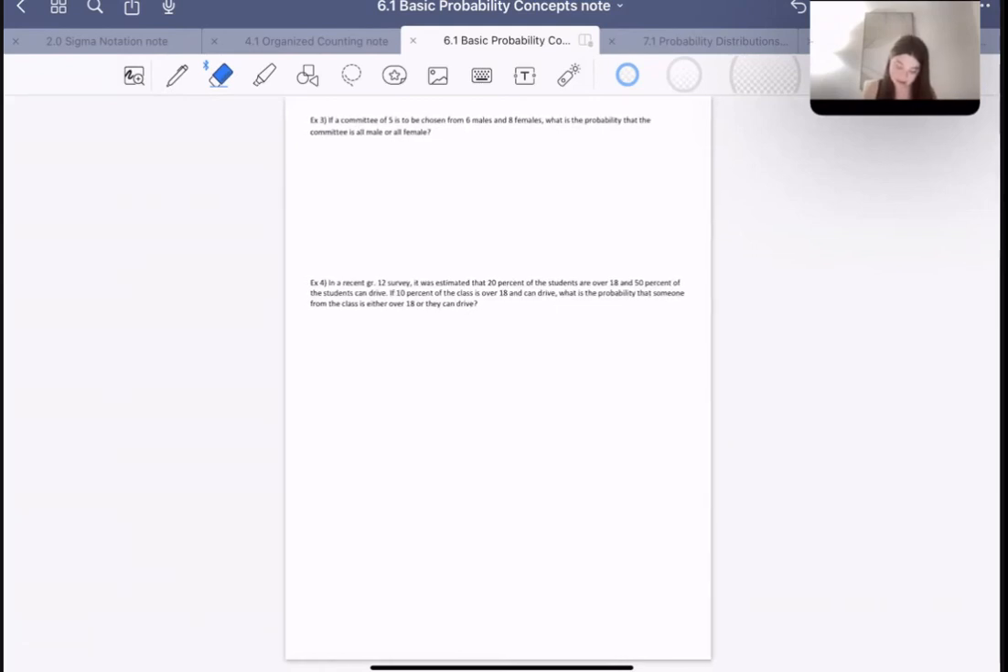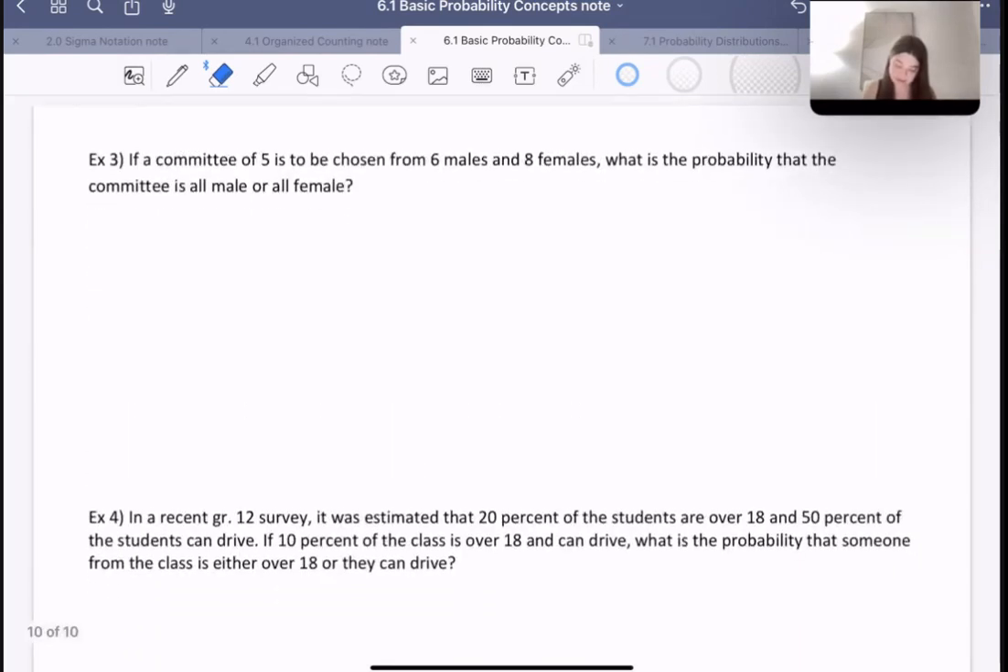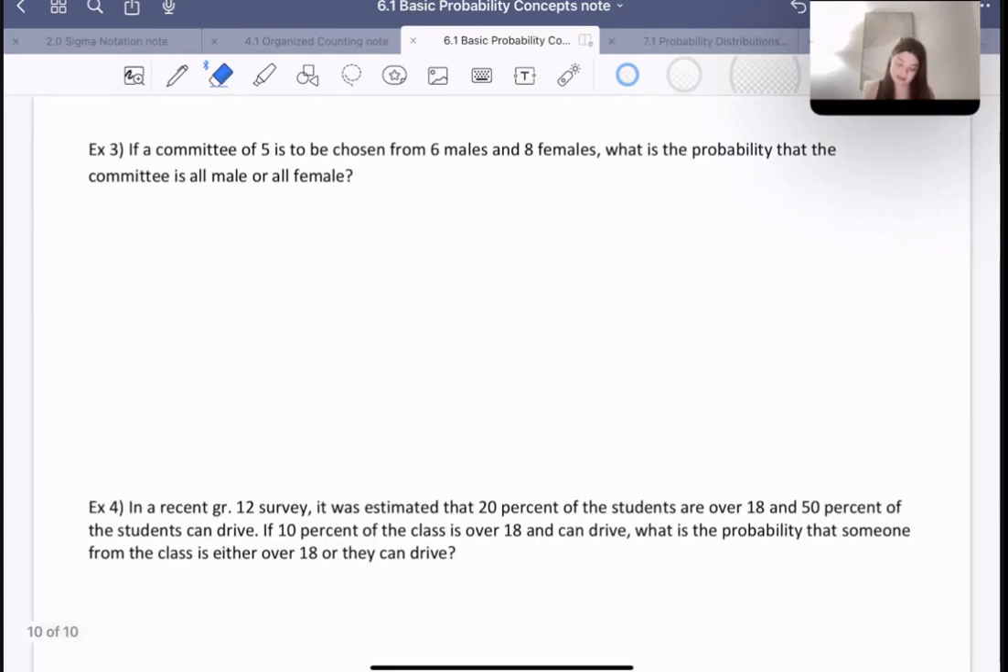Let's move on to example 3. Example 3 says, if a committee of 5 is to be chosen from 6 males and 8 females, what is the probability that the committee is all males or all females? Well, in this case, these events are mutually exclusive, right?